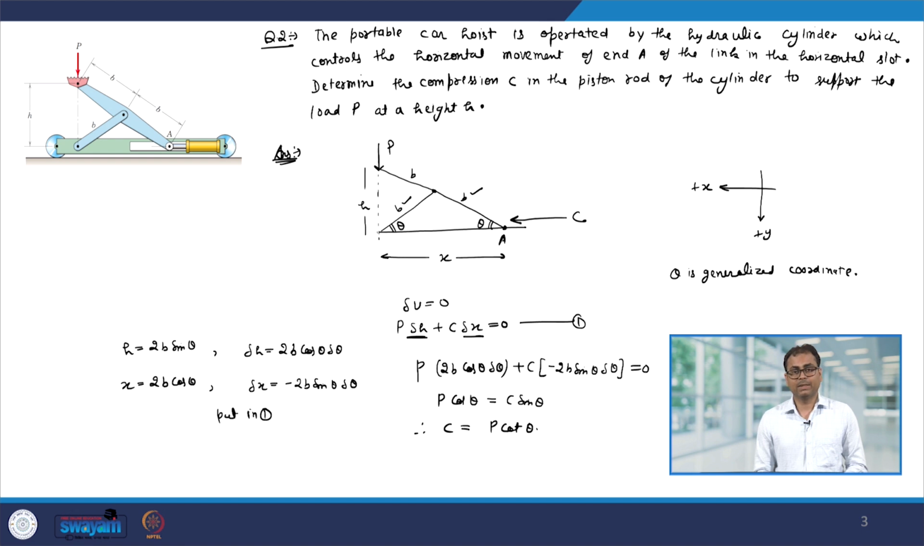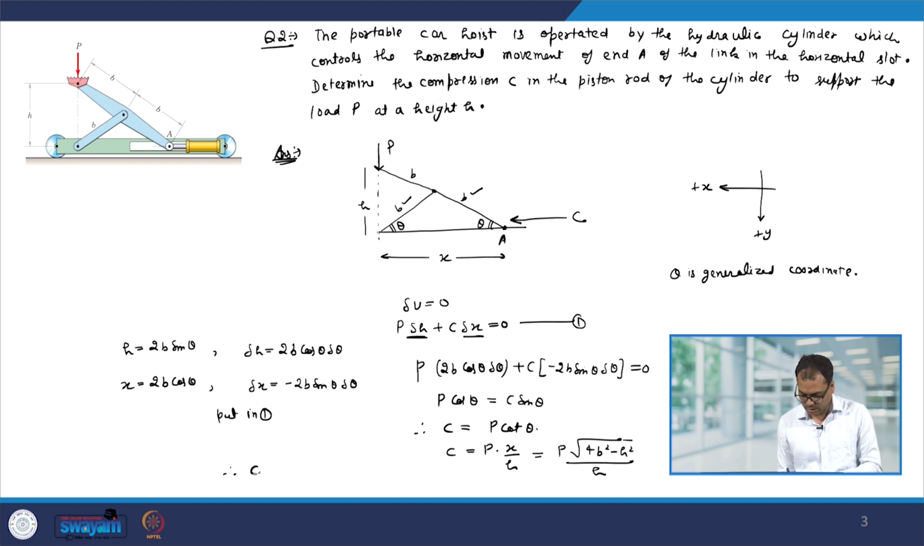However, this theta was not mentioned in the question. So, let us eliminate this theta in terms of the given parameters that we have, b and h. Cot theta is nothing but x over h, and x is square root of 4b square minus h square. Therefore, C will be P times square root of (2b over h) whole square minus 1. So, in equilibrium the force C and P should be related by this relation.